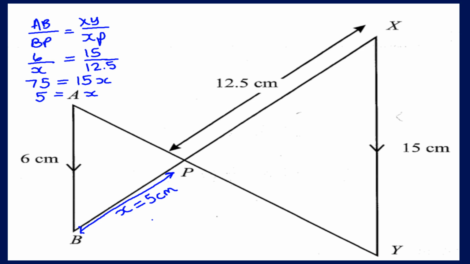To answer this question, we would make a proportion of side AB over side BP equals side XY over XP. After cross-multiplying, we have 75 equals 15x. 75 divided by 15 is 5. The length of side BP is 5 centimeters.